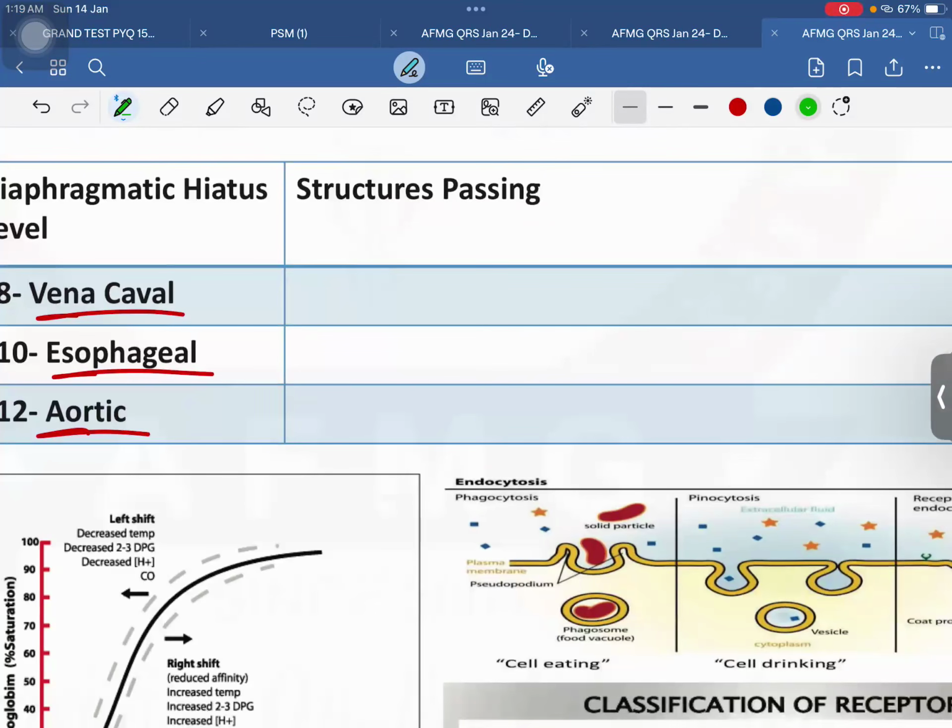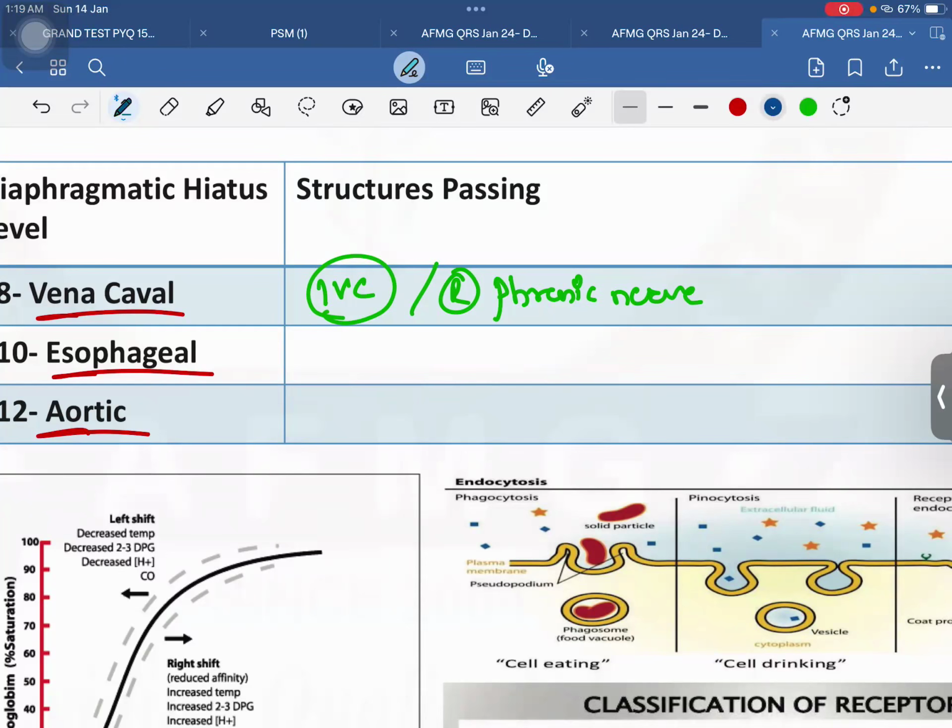Now, which are the structures passing? T8, or the vena cava opening. Obviously, it will be the inferior vena cava. Along with that, it is the right phrenic nerve, beta. Phrenic nerve is the one which supplies the diaphragm. Root value C3, C4, C5. So it is the right phrenic nerve which is going to pass along with the inferior vena cava from T8.